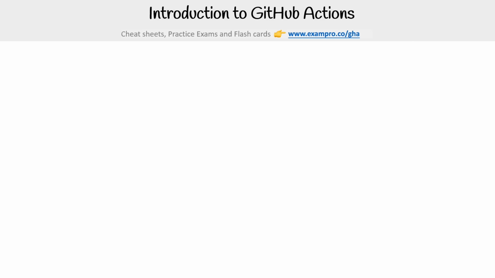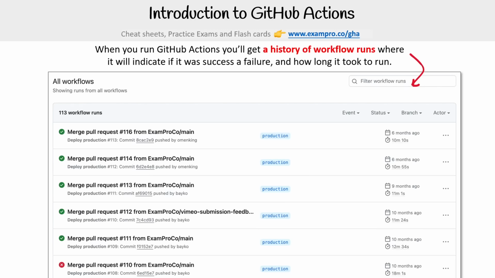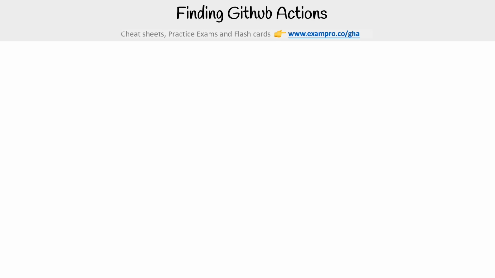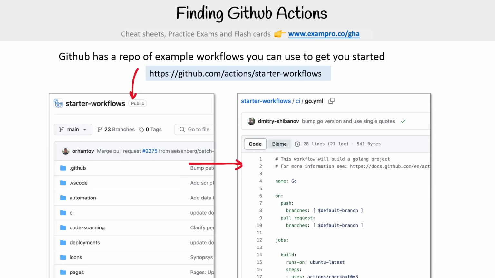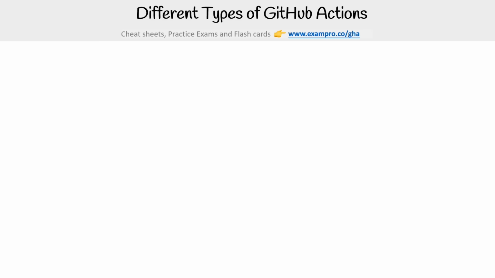But yeah, let's keep going here. So the idea is that when you run a GitHub action, we'll have a history of it in our UI. So here we can see multiple runs. GitHub has a repo for example workflows you can use to get started. So if we go here, there is tons in here. But to be honest, once you learn the basics of GitHub Actions, you don't really need any of these samples because it's just very straightforward.